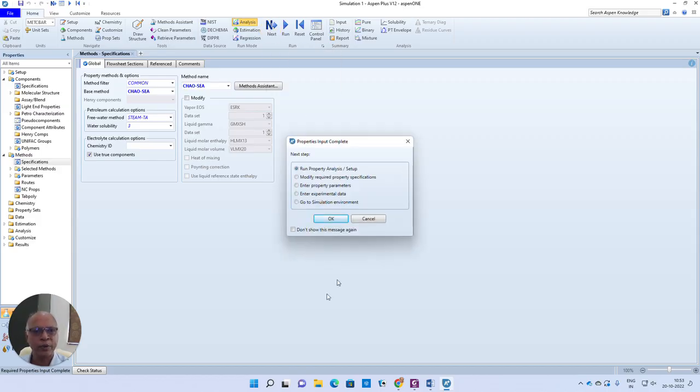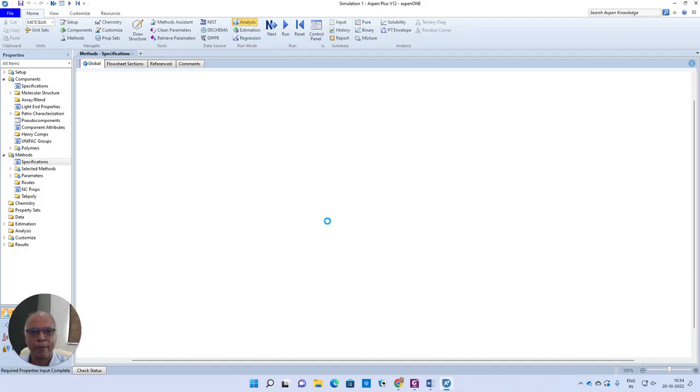Then go to the next step, wherein you are required to go to the simulation environment. Remember, when you normally open Aspen, by default, it will try to perform the property analysis. So if you want to go to other aspects like simulation, you need to click on this and say OK. So this is the third step.